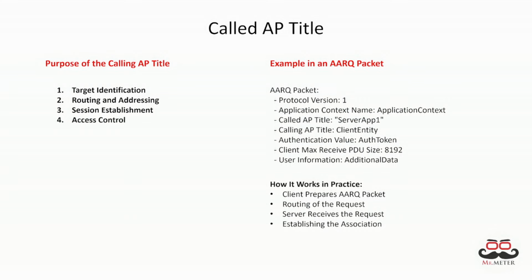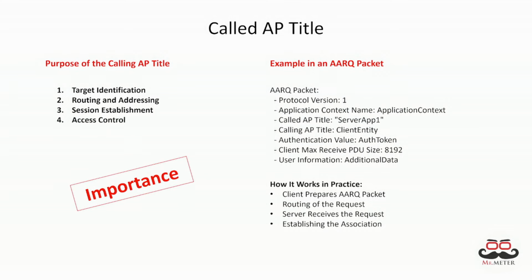The server receiving the request. The server or application identified by the called AP title receives the AARQ packet and processes it, determining whether to accept or reject the association request. At last, in the establishing of the association part, if the server accepts the request, the called AP title becomes part of the established session, allowing the client and the server to communicate under the specified context.